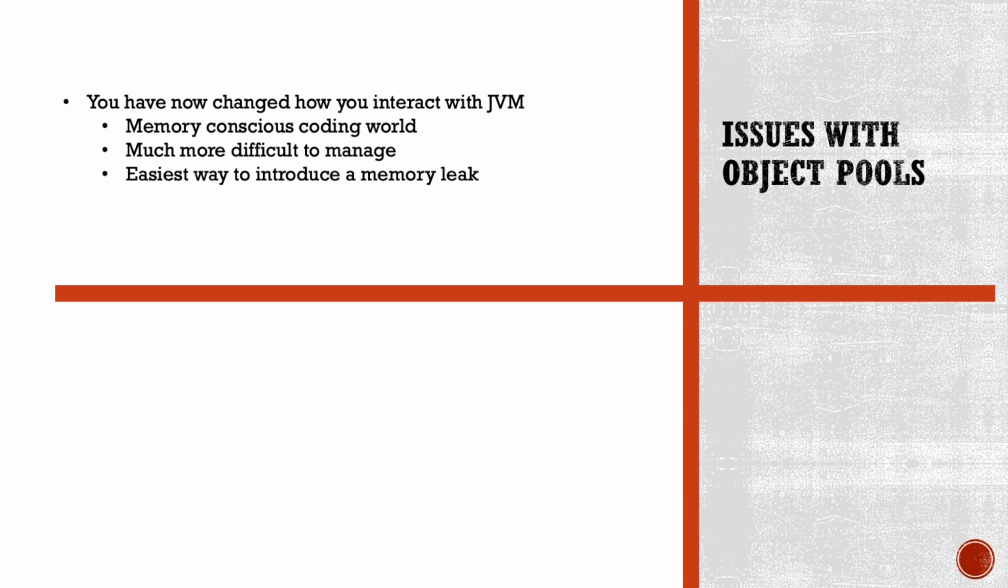And like I said before, if you forget to return something to the object pool, that's called a memory leak, and that's not something that you want to have. So this also adds complexity to your code. It is more difficult to manage an object pool because not everything is such an easy example where you're taking it single-threaded in a for loop from one object to the other.